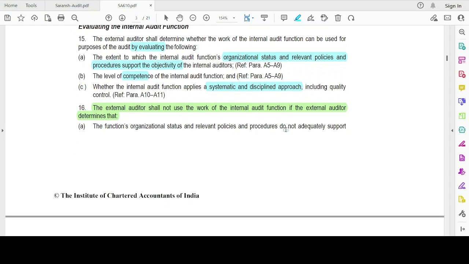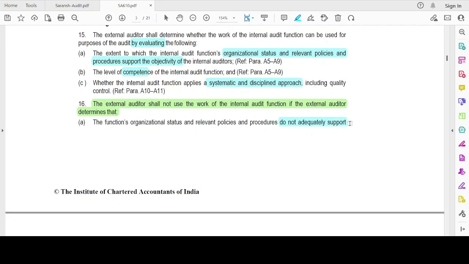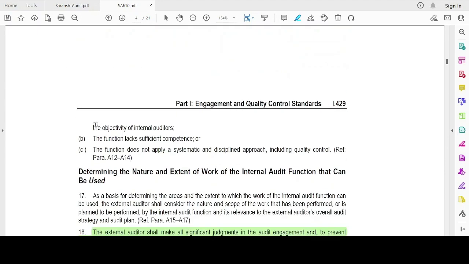Now, the external auditor shall not use the work when it is just the opposite of this. It does not adequately support the objectivity, or he lacks competence, or does not apply a systematic and disciplined approach. This is an "or" condition. All three have to be satisfied to use the work of the internal audit function.